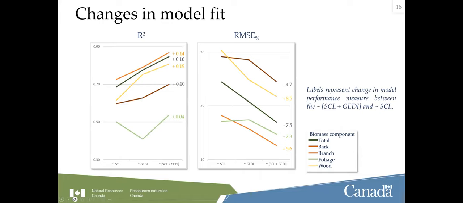So just to put this in those scatter plots, so we can see the changes in the model fit, in the R-square and the RMSE. At a glance, this first row here is basically the spatially comprehensive layers, then the R-squares from the JEDI, and the last one here would be the combination of the two. We're seeing improvements in R-square, almost 0.2, and that's for the wood component. So it's not negligible, and decreases in RMSEs of up to almost 9%.